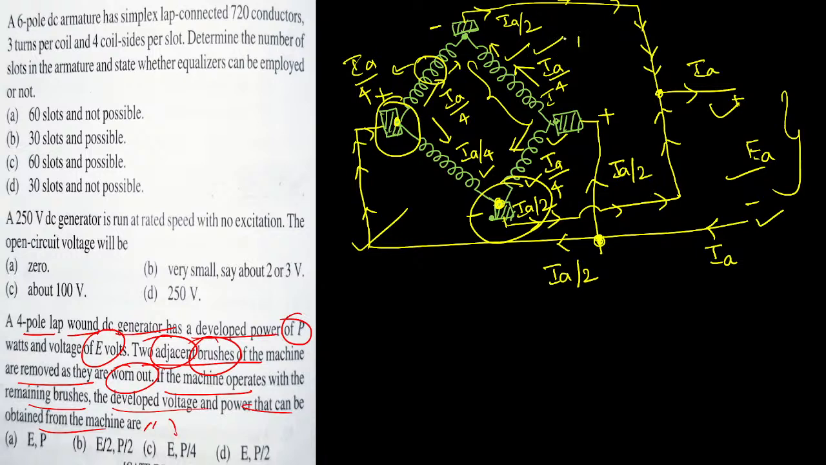When each and every winding carries only IA by 4 ampere, that is what your work. Just simply redraw the circuit and calculate the resultant current.